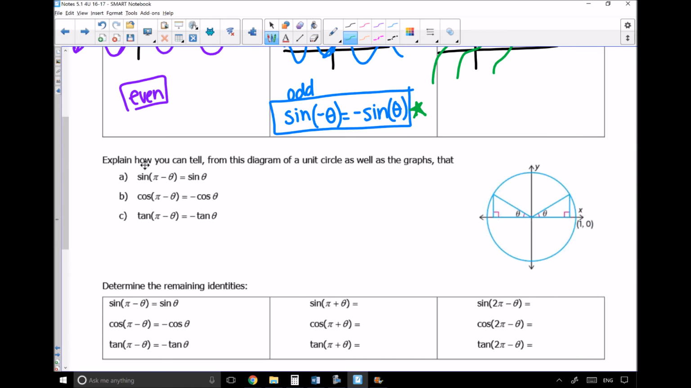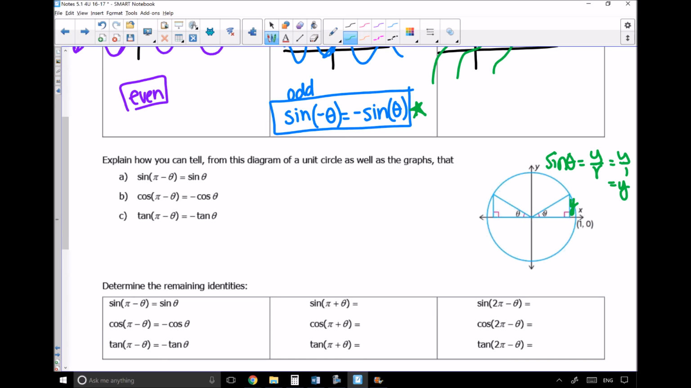Okay? All right, this next piece we're just going to discuss together. Make sure you pay really close attention to understand what I'm talking about. Don't zone out. It says explain how you can tell from this diagram of a unit circle as well as the graphs that sine of pi minus theta is equal to sine of theta. So if you look right here, this angle up here is theta. That's my angle that I'm looking at. And when I look at sine right here, my sine is the y value, right? Because the radius is 1. So if sine of theta is y over r, it's really y over 1, or just y.